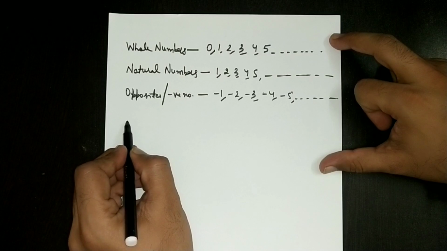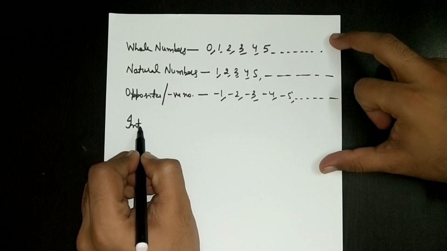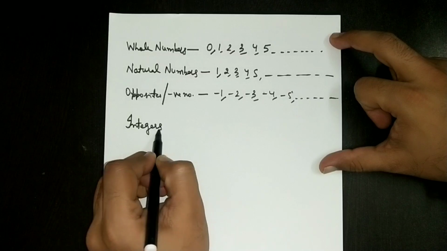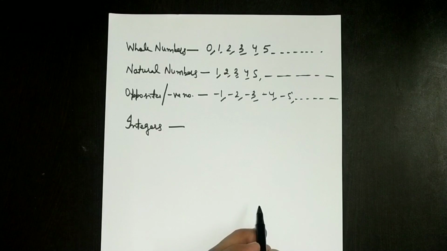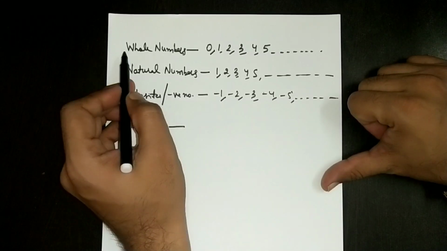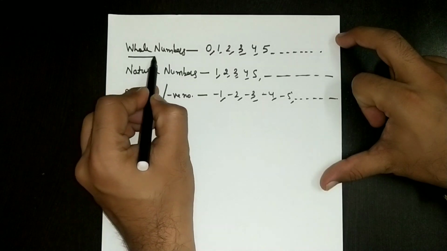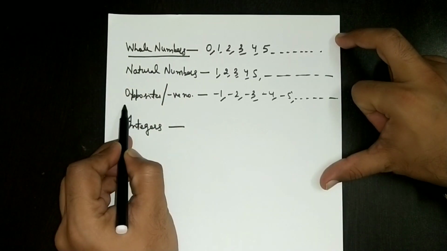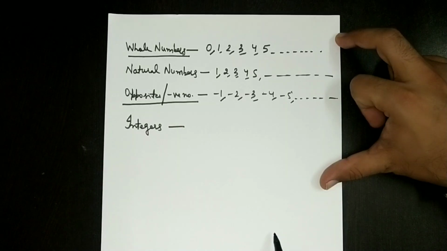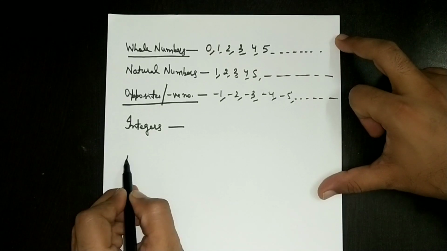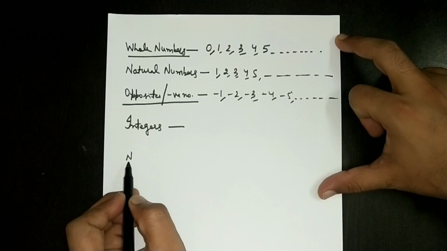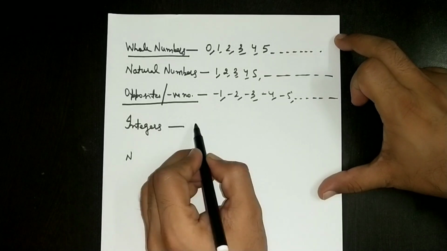Now what are the integers? Integers are the set of whole numbers and their opposites. It means integers gives us what? Number line.